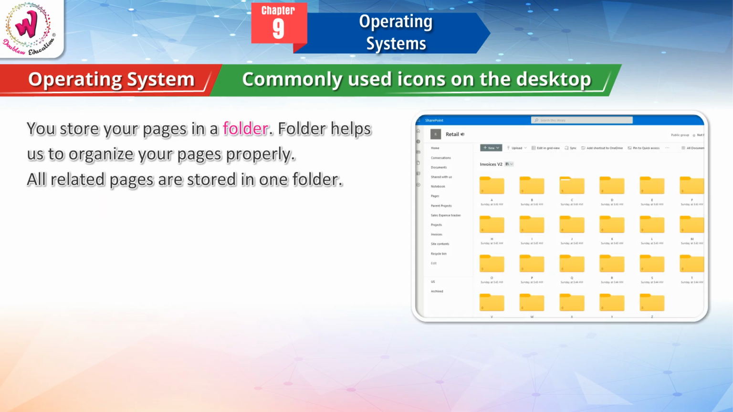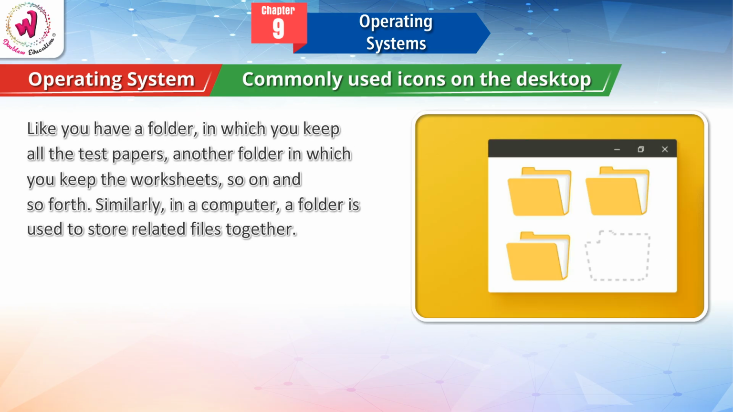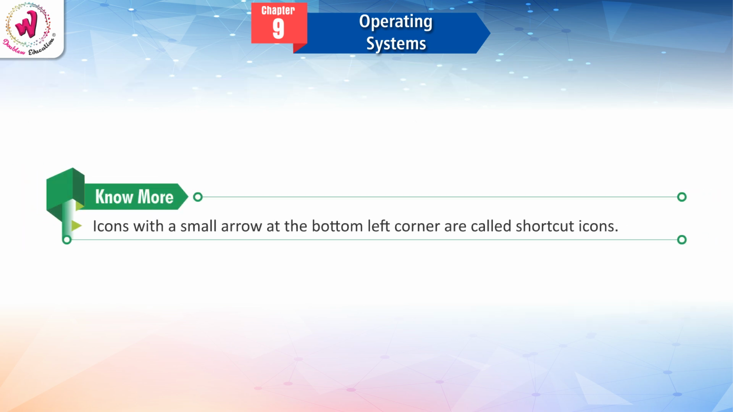You store your pages in a folder. Folder helps us to organize your pages properly. All related pages are stored in one folder. Like you have a folder in which you keep all the test papers, another folder in which you keep the worksheets, so on and so forth. Similarly, in a computer, a folder is used to store related files together. Icons with a small arrow at the bottom left corner are called shortcuts.